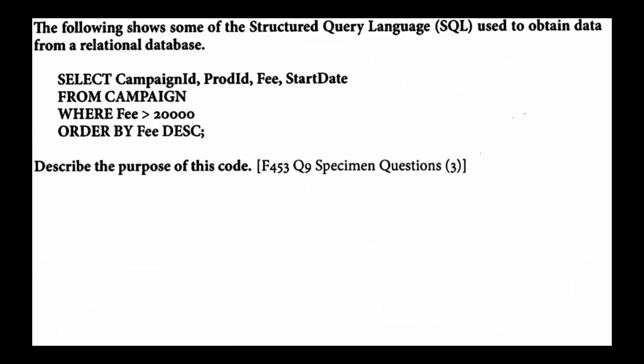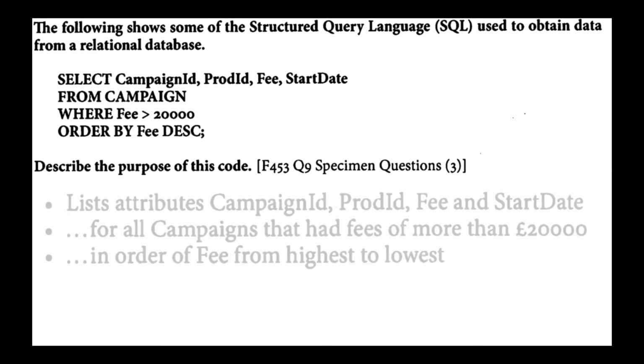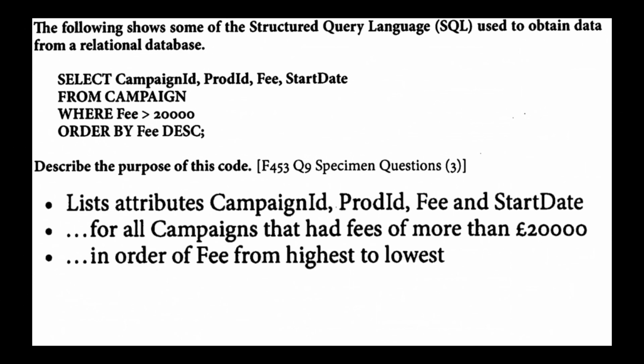Describe the purpose of this code. So it's just the same. So list attributes, campaign ID, then for all campaigns that have fees more than £20,000. Oh, it doesn't actually say the pound symbol. Then order it by the fee in descending order, so from highest to lowest.